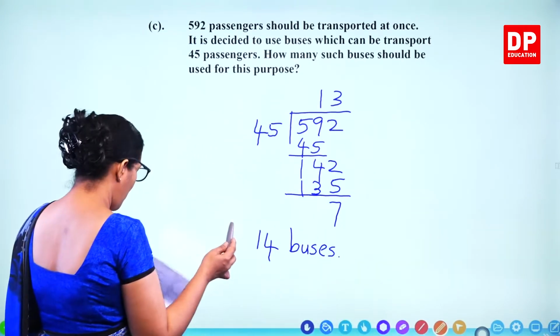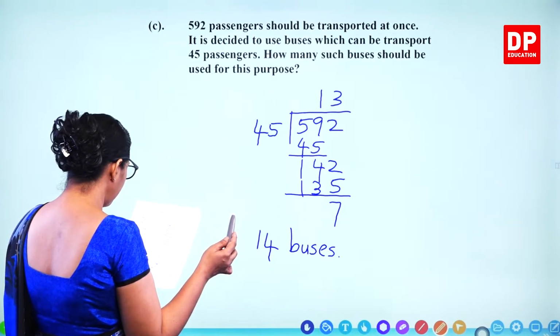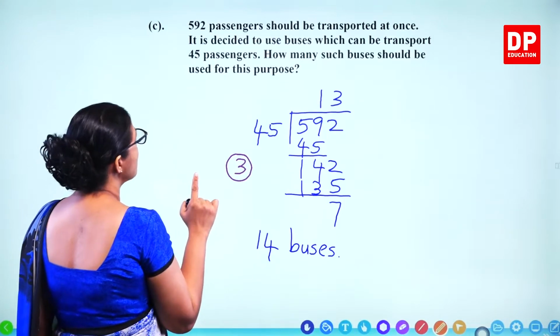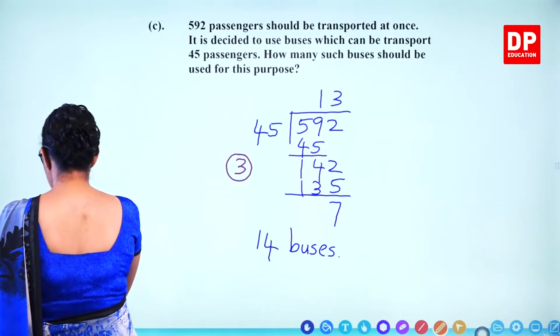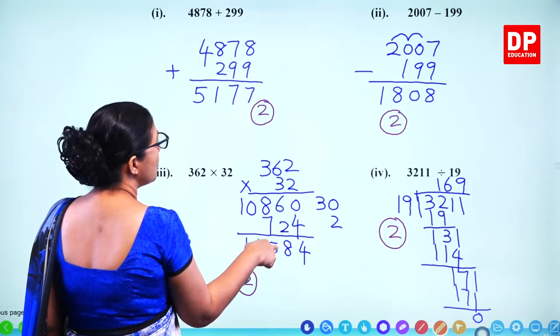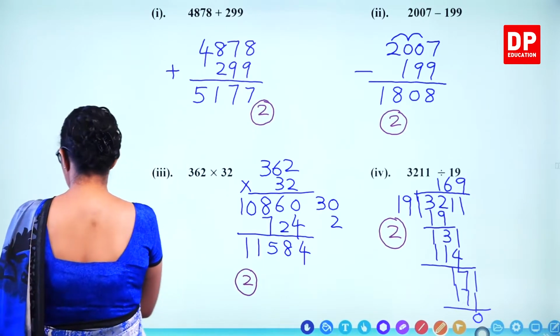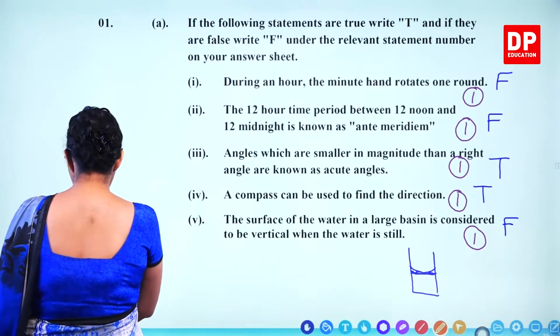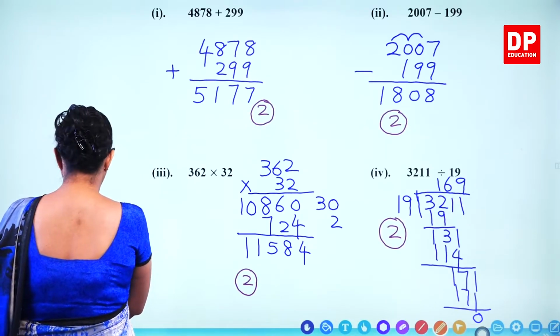So how many marks for that one? You are getting 3 marks for this one. So how many marks altogether? 3 plus 8, 11. 11 plus 5, 16 marks for the first question.